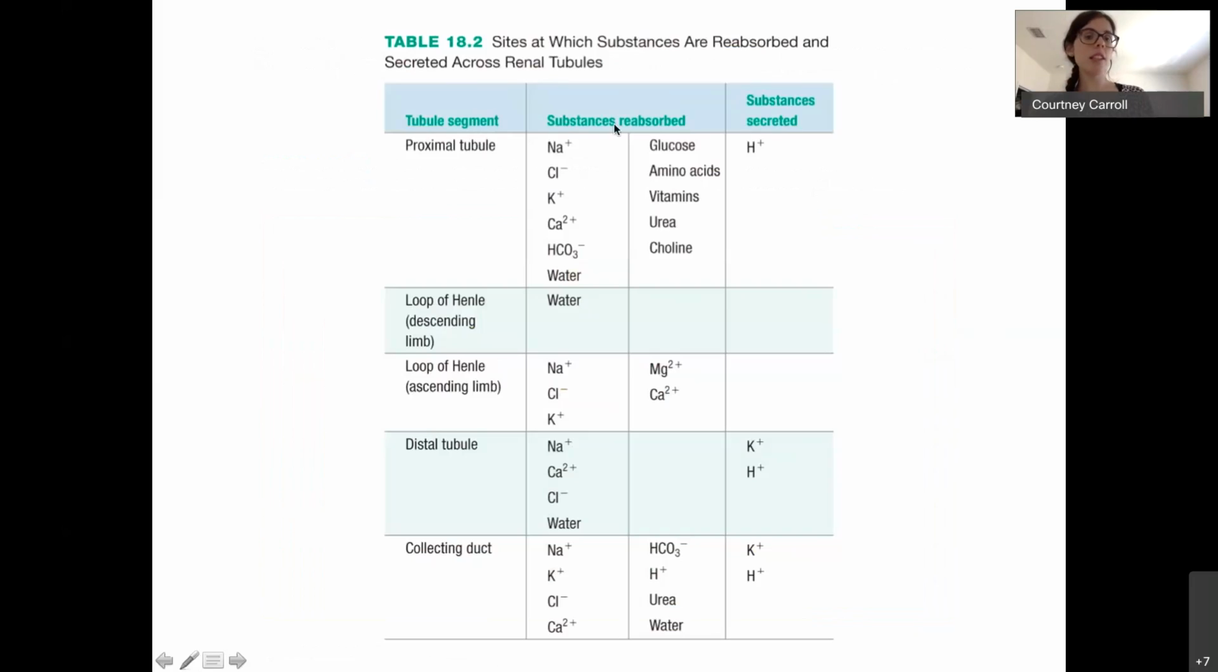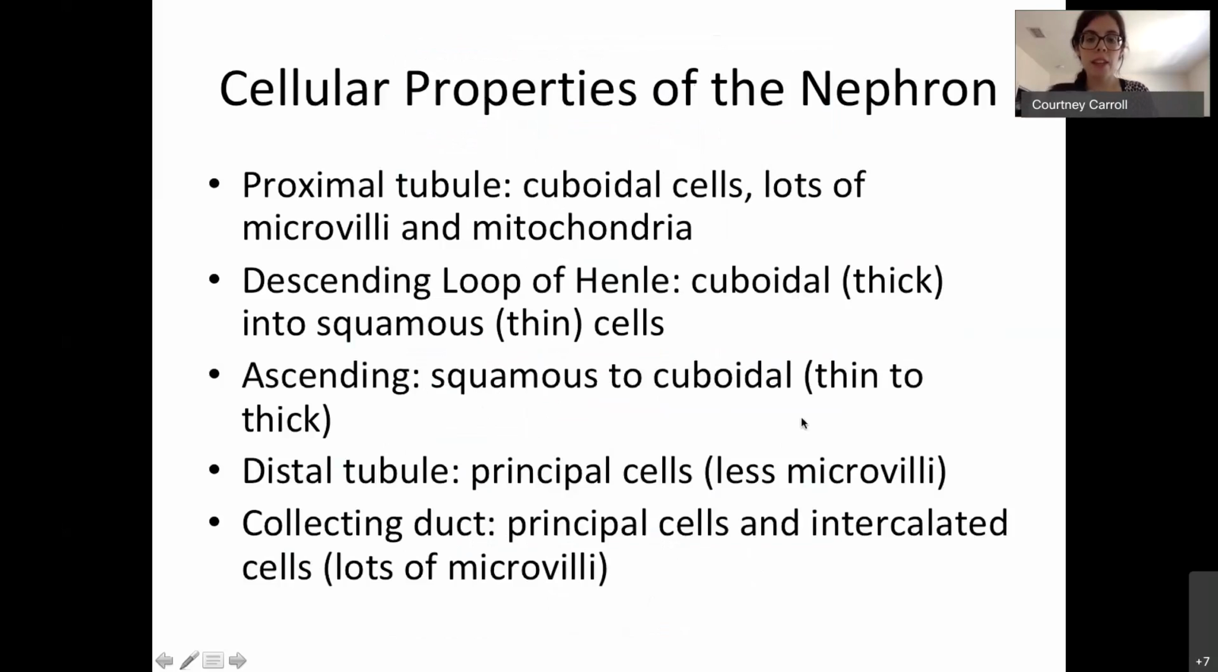Okay. This is the same thing, but in a chart, in case you like charts. Things that are reabsorbed in the proximal tubule versus secreted, what happens in the descending versus ascending loop of Henle, the distal tubule, and the collecting duct. Okay.